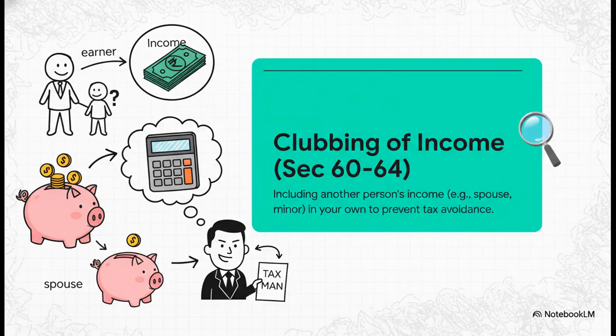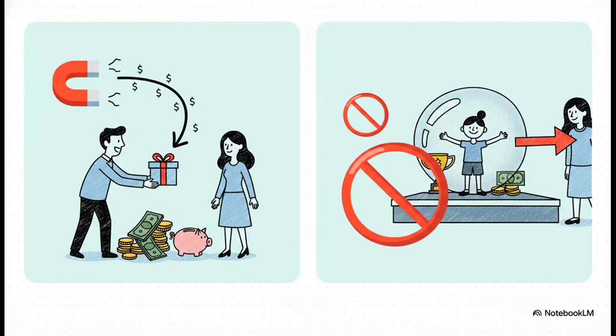It basically says that in some specific situations, the income earned by, say, your spouse or your minor child gets added back or clubbed into your income. It's the government's way of saying, nice try, but for tax purposes, that's still your money. So, when does this clubbing trap actually spring? Well, if you gift an asset to your spouse without getting a fair price for it, any income that asset generates gets clubbed with your income.